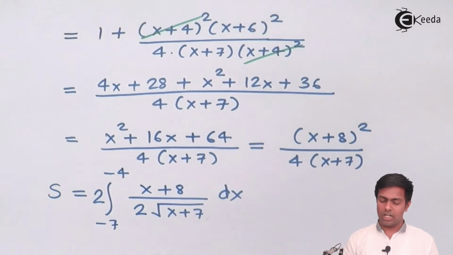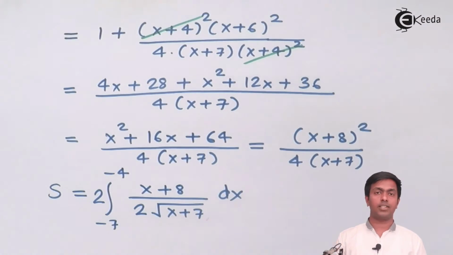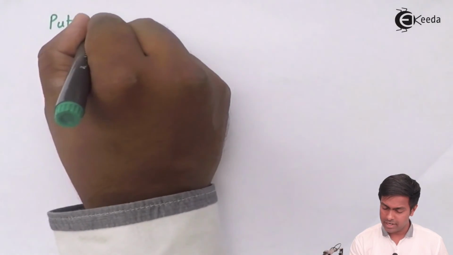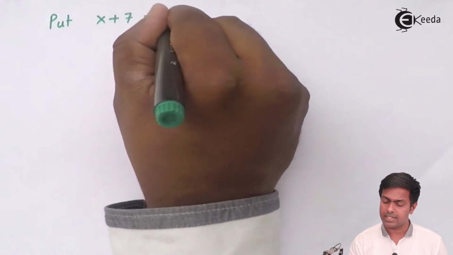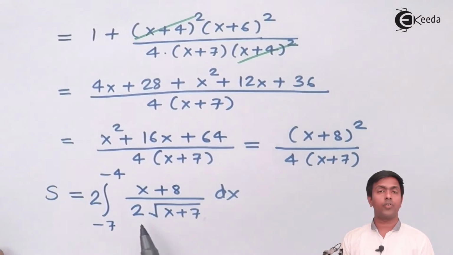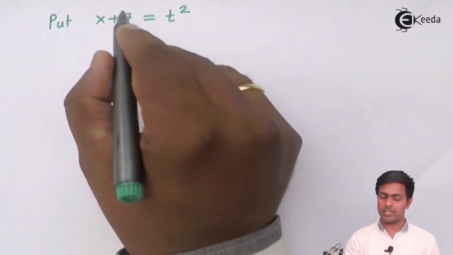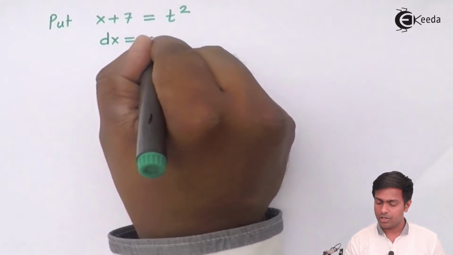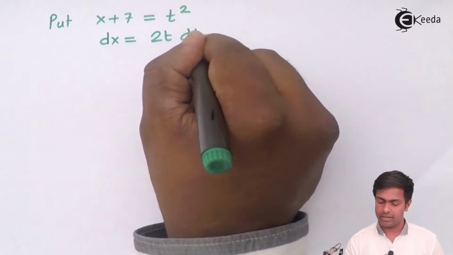Now guys, to solve this integration, I will use the integration by substitution method. So for that, we'll substitute x plus 7 as t. So here I'll say put x plus 7 as t, or we can put x plus 7 as t square also, so that this square root will be eliminated. So if x plus 7 is t square, then we'll get dx as 2t dt.